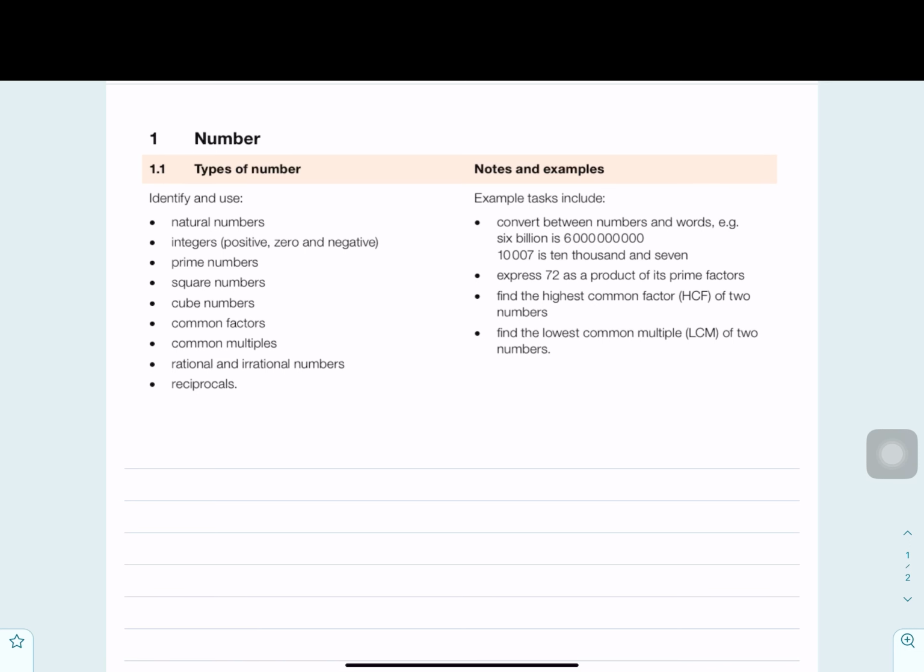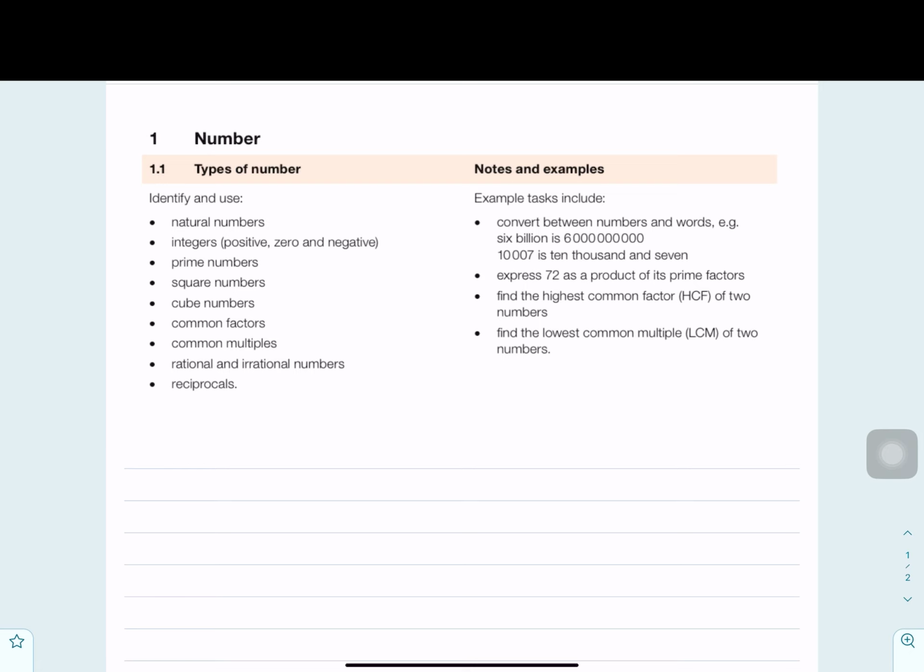There are basically 9 topics altogether in O-level GCE 4024, right? But if we break them down, there are 68 subtopics, and number is the longest topic because it has 18 subtopics. So today we will focus on the first one.